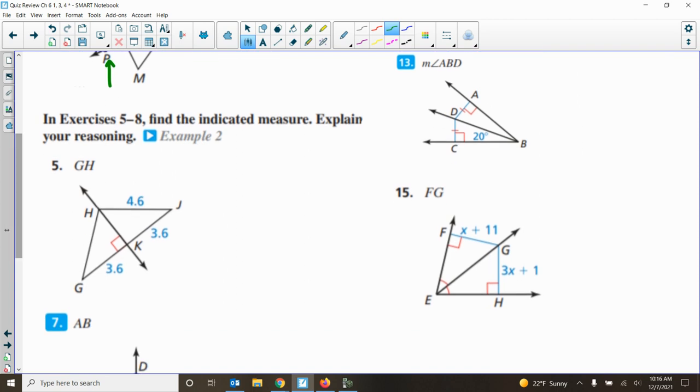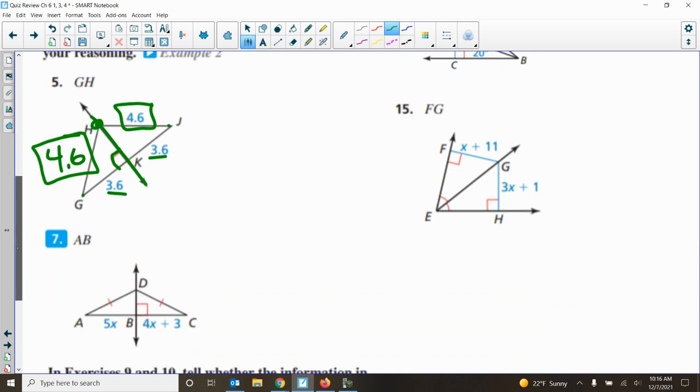Question 5, find the indicated measure, explain your reasoning. Notice here that these lengths are congruent. This line is perpendicular to GJ, therefore this is the perpendicular bisector, and point H is a point on that perpendicular bisector, therefore it has to be equidistant to the endpoints, G and J. Since HJ is 4.6, that means that HG has to be 4.6 also. That is the perpendicular bisector theorem.